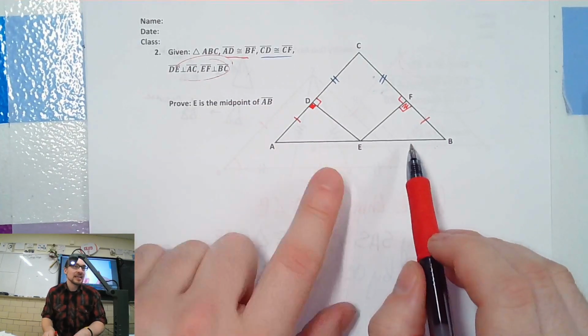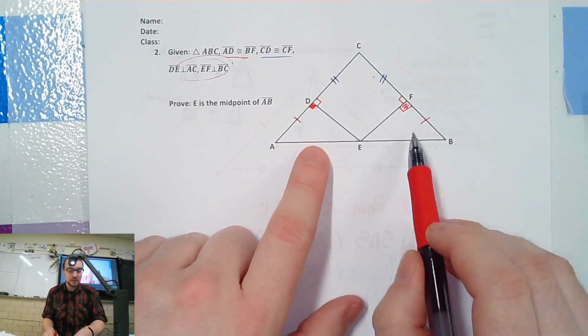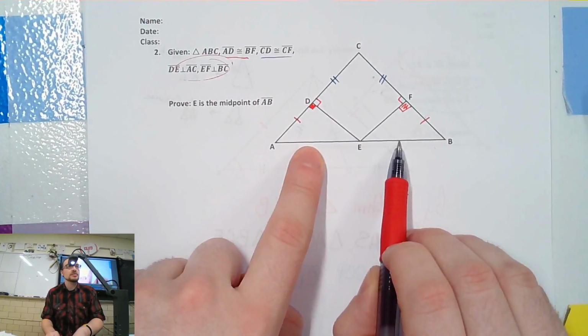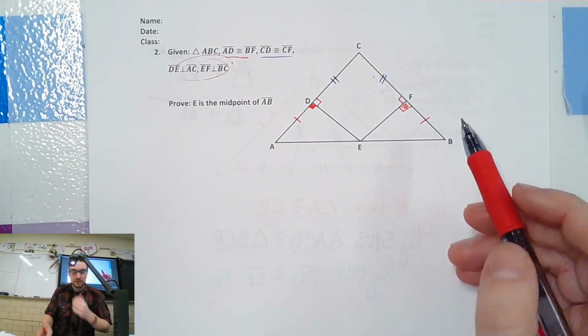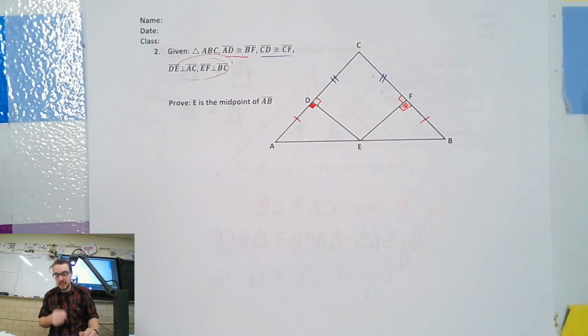So spoilers, we're not going to end up using HL. Because if we were using that, then we should have ended the proof a while ago, because we would already have this. So we're going to need some other information. So what other information can I get?